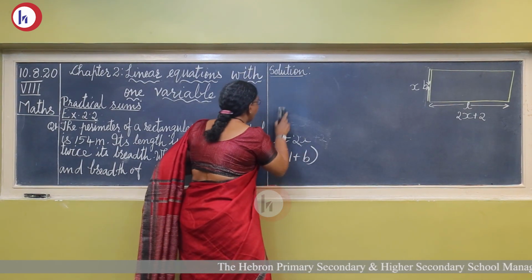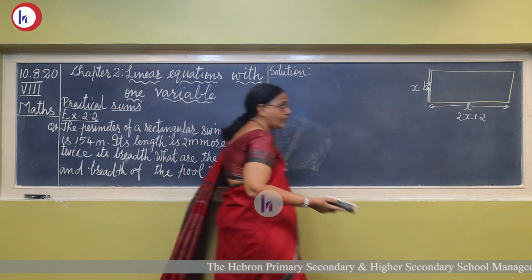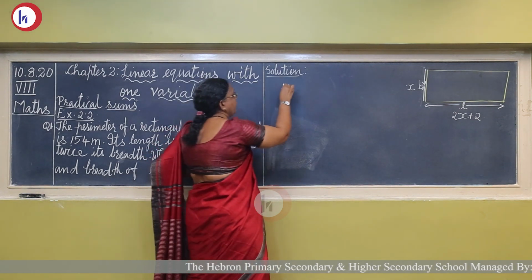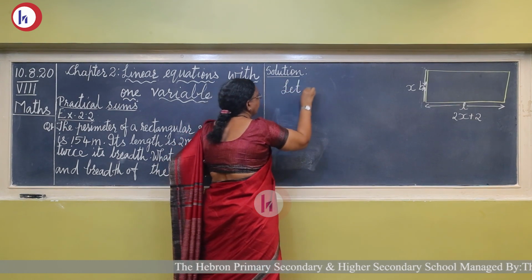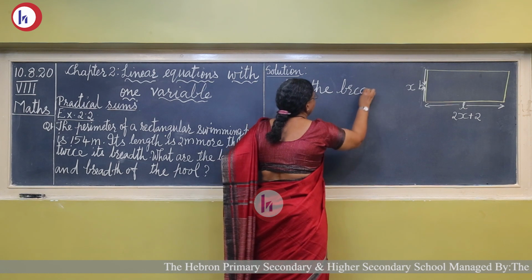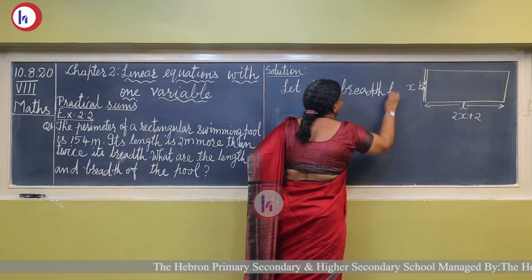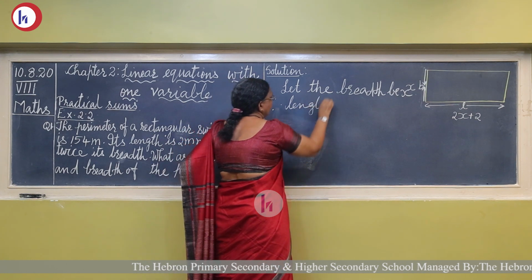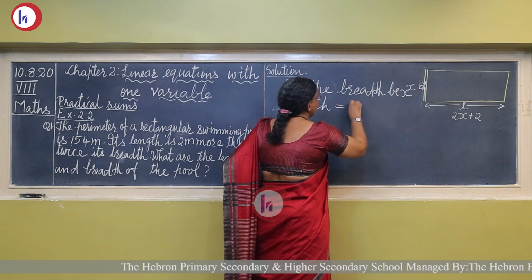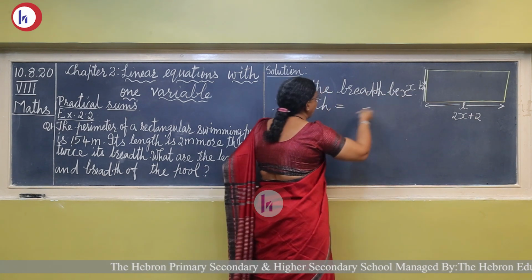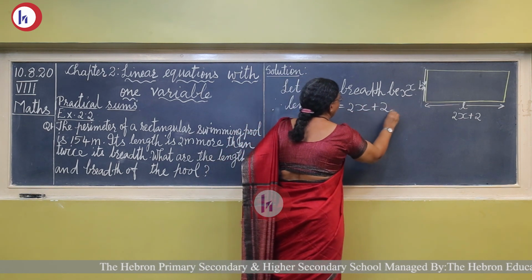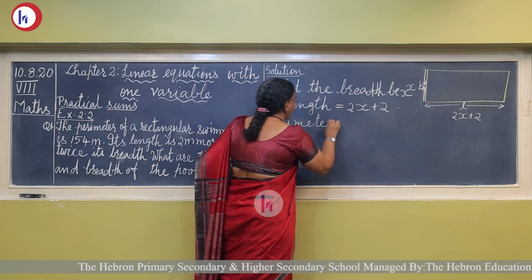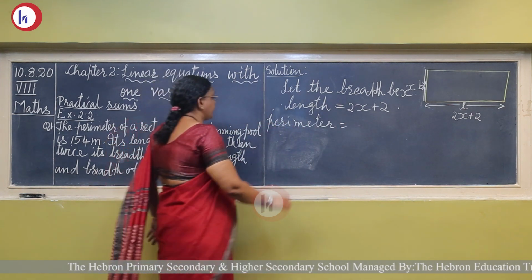So first we should write all these statements. First we came to know that let the breadth be x. Therefore, length is equal to, it is twice the breadth as well as 2 meter more, that is 2x plus 2. And perimeter is already given. What is the perimeter given? Perimeter of the rectangular swimming pool is 154 meter.